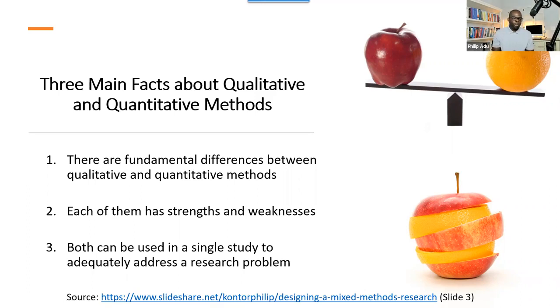The second one is each of them has strengths and weaknesses. Whether you are choosing a qualitative approach for your study or a quantitative approach, they all have strengths, but you also have to think there are some weaknesses that you have to be aware of. And lastly, there's a possibility that you can combine these two methodologies in your study. I'm going to talk about how to combine them to help you to address your research problem.